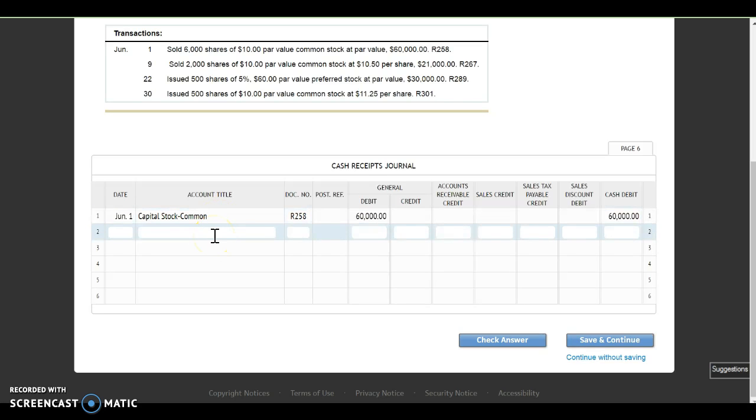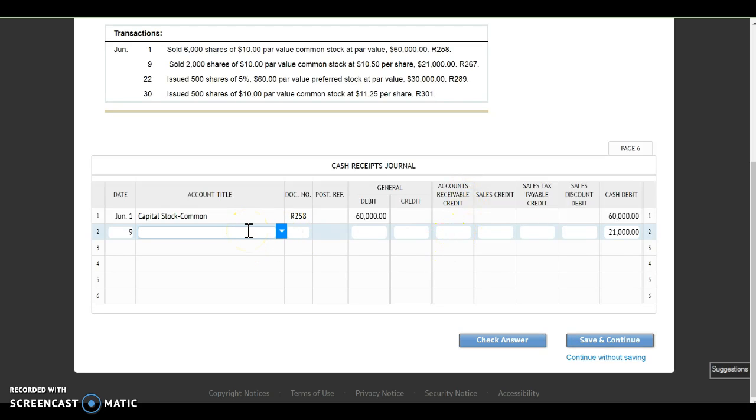Okay. June 9th, we sold 2,000 shares of $10 par value common stock at $10.50 per share, $21,000, receipt number 267. So first thing that we're going to pay attention to here is that the par value of the common stock is $10, but it says that we're selling it for $10.50. So that's going to mean that we're selling it in excess of the par value. So June 9th, I'm going to put in my cash debit first. So how much cash am I receiving? I'm receiving this $21,000.